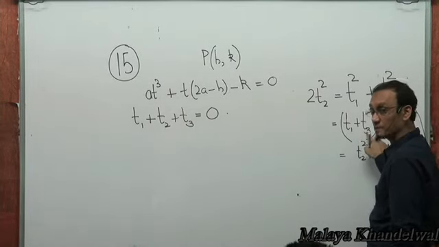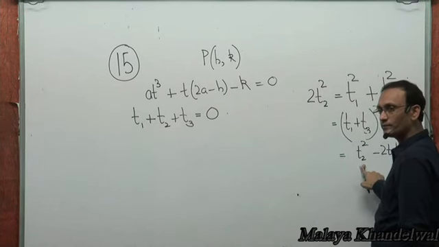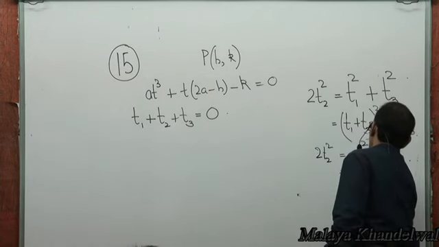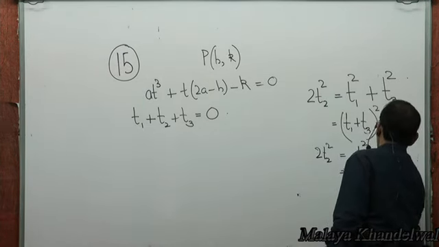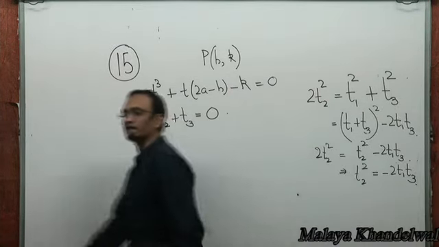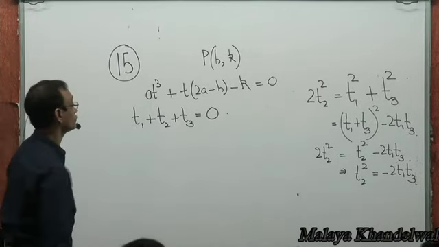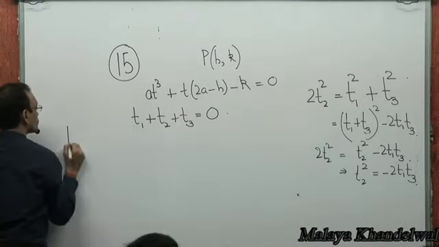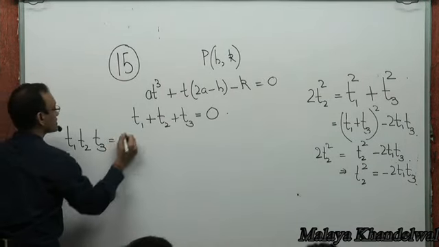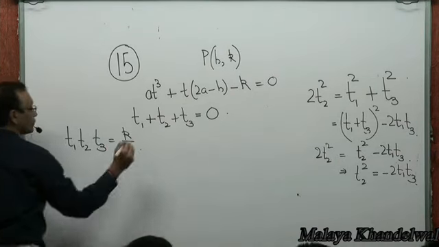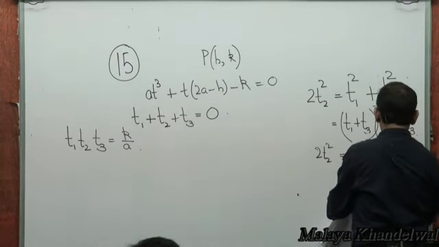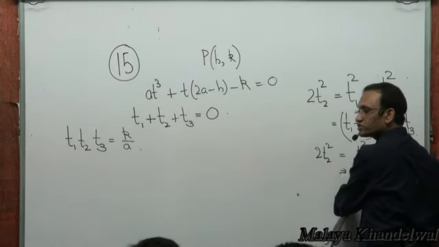T1 plus T2 plus T3 is 0, so T1 plus T3 must be minus T2. So this will become T2 squared. The left hand side is 2T2 squared. So this gives us T2 squared is minus 2 T1 T3. Yes or no? Now, look at the product of the roots. T1 T2 T3 is k by a. But T1 into T3 is minus T2 squared by 2.